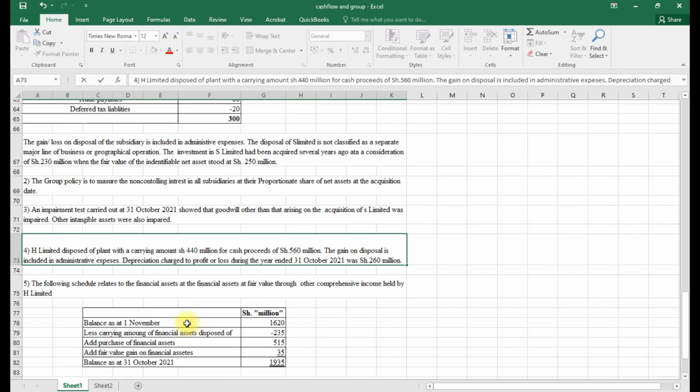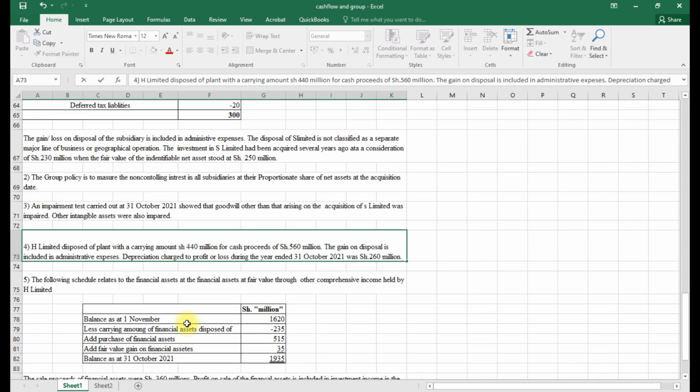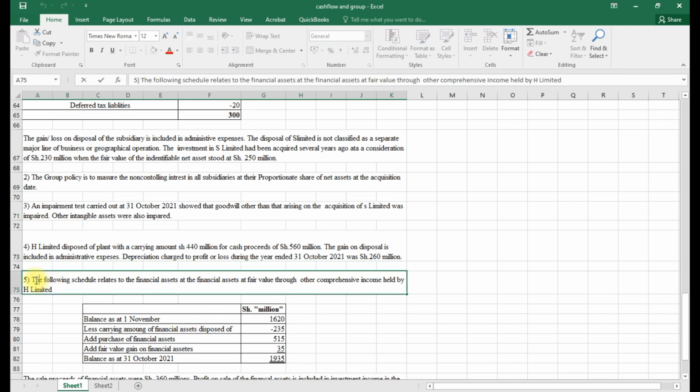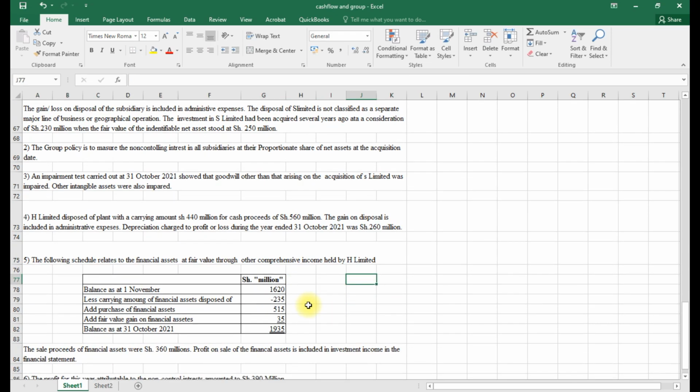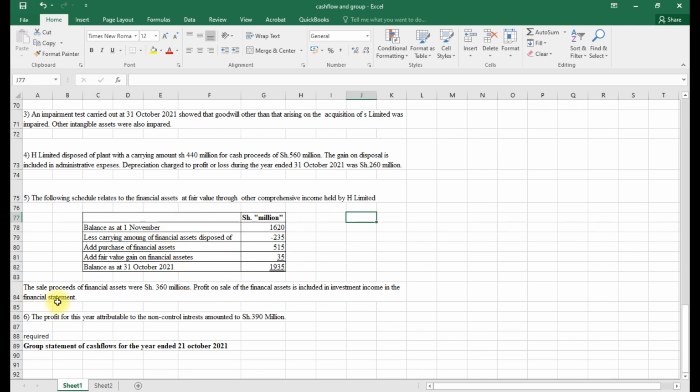And the following schedule relates to the financial assets at fair value through other comprehensive income held by H. You can see those financial assets. The sales proceeds of the financial assets were 360 million. Profit on sale of the financial assets is included in the investment income in the financial statement.